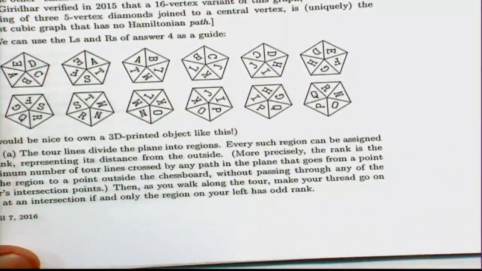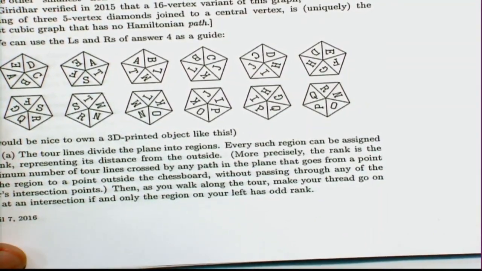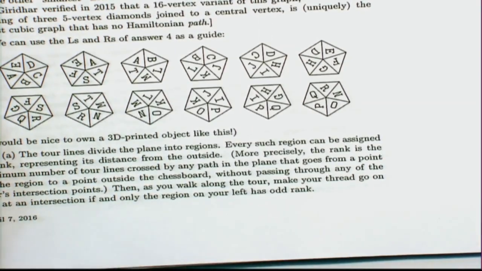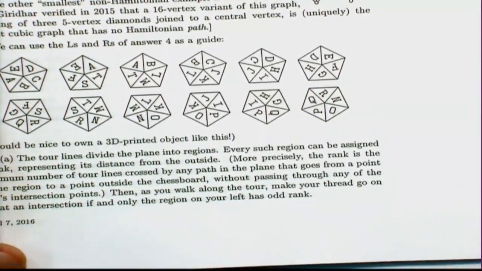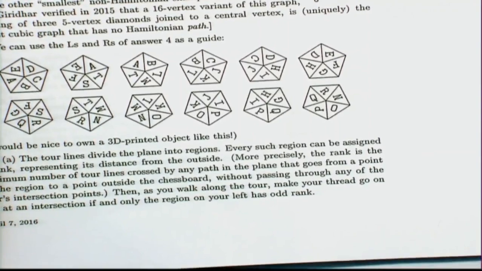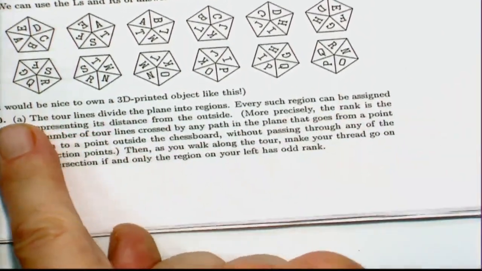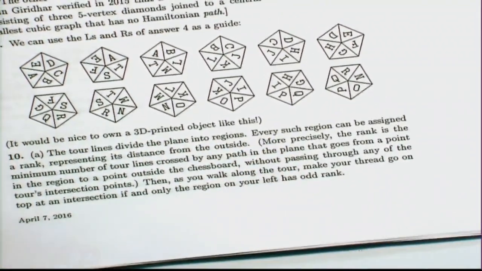And in a sense, Hamilton knew that the answer was unique up to obvious transformations, like starting the cycle at B instead of A, or going backwards, or taking a mirror reflection. So there's only one answer to this problem, essentially. And I said, well, it would be nice to own a 3D printed object like this.